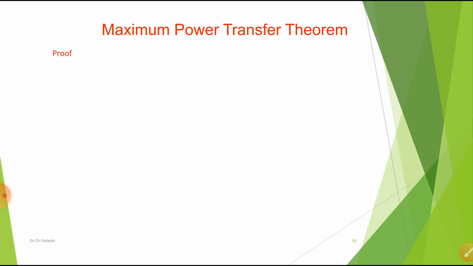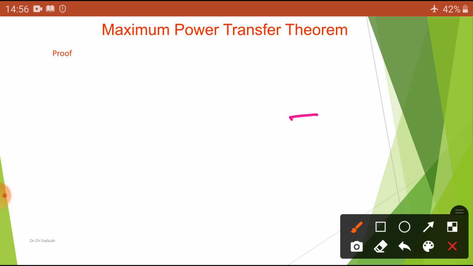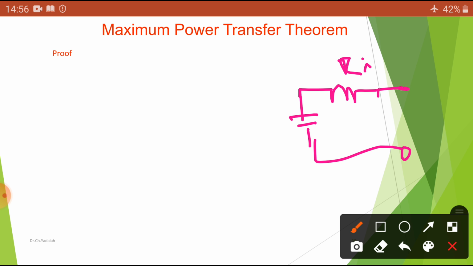Here we take the same circuit. Now, what is the circuit? For the proof, draw the diagram. Same, this is one resistance, and you connect the internal resistance Ri and connect to RL. This is the voltage source E. This is Ri, the internal equivalent, which we have previously derived. Next, this is RL.